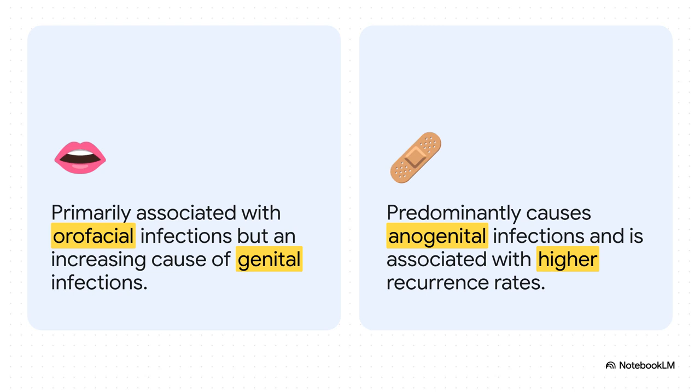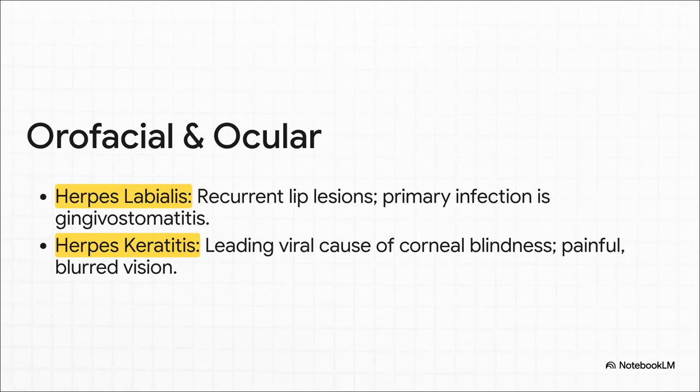The key thing to remember clinically, if a patient has genital herpes caused by HSV-2, they're likely to have significantly more recurrent outbreaks. So let's look at some specific syndromes. You've got herpes labialis, which is your classic cold sore. The very first time someone gets it, usually in childhood, it can be a much more severe infection called gingivostomatitis. But the real danger in this area is herpes keratitis, an infection of the cornea.